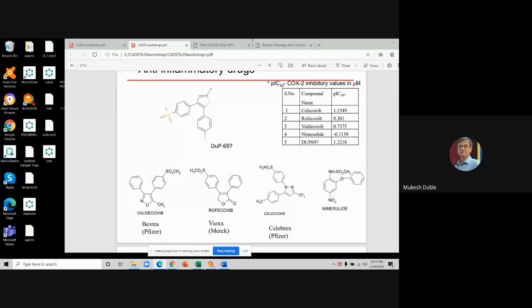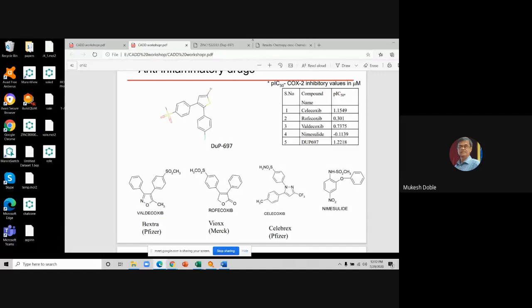Good afternoon, sir. How do you select these 5 anti-inflammatory drugs? Is there any specific reason to select these drugs, sir? No, these are anti-inflammatory COX-2 inhibitors. They are in the market as selective COX-2 inhibitors: Bextra, Vioxx, Celebrex, Rofecoxib, DUP697. They are all drugs available in the market, sold for selective COX-2 inhibition.